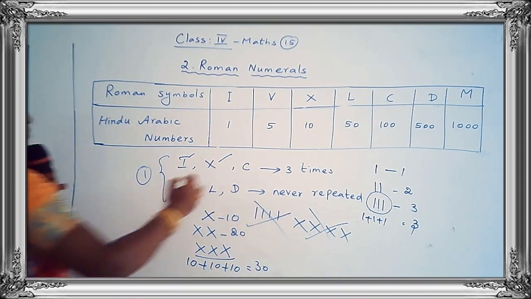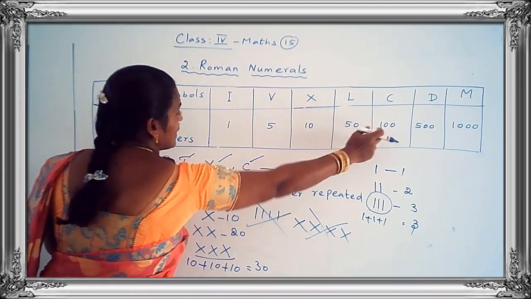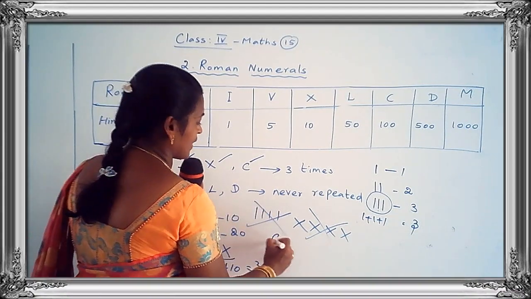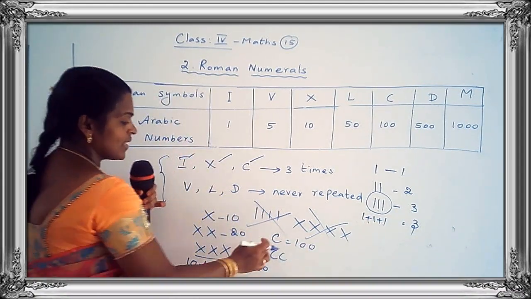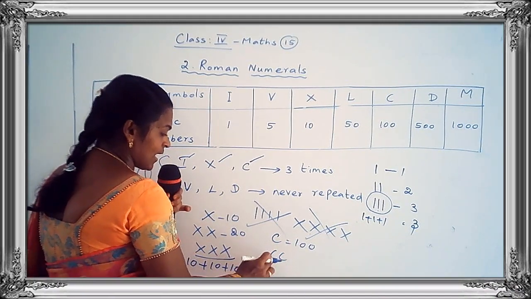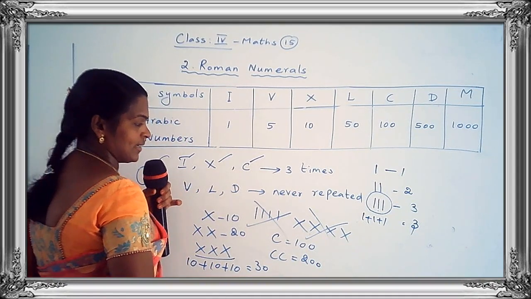Yes. Next you come to C. Next symbol C. C stands for 100. Okay. So C stands for 100. Suppose 2 times C means 100 plus 100. So that's why our answer is 200.